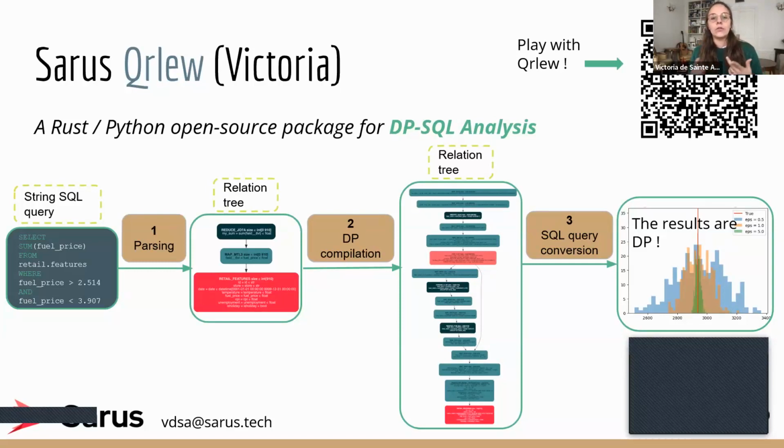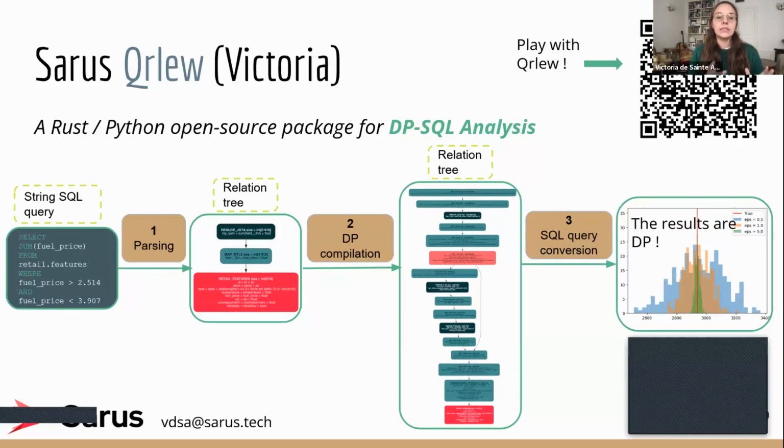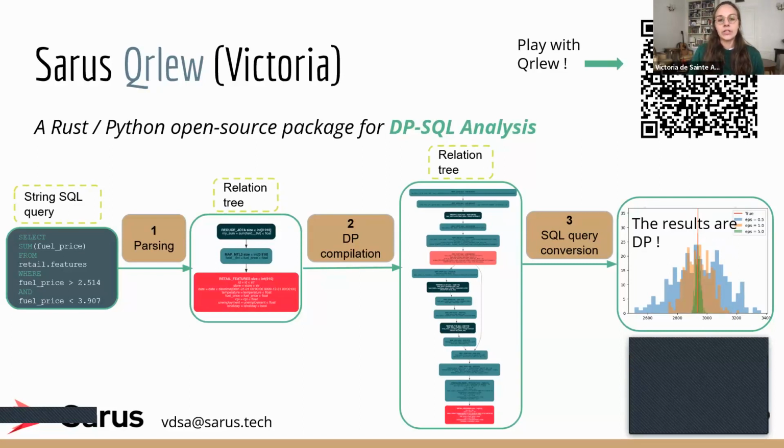Then we introduce noise scaled by the appropriate sensitivity to each of the aggregation functions. And then we identify the grouping keys that can be safely released. And once all these things are done, we can transform back this relation tree into an SQL query and send it to a database. What is important here is that no additional post-processing is required, and the results obtained are differentially private with the privacy parameter that has been set by the analyst.